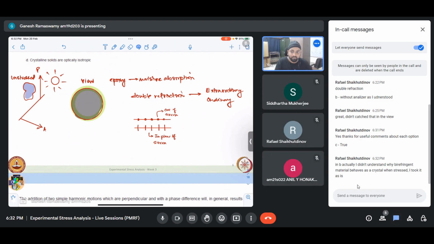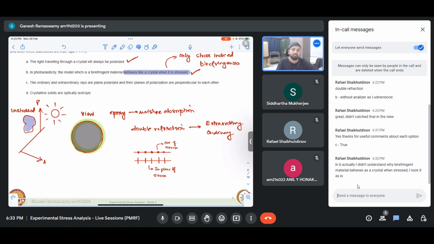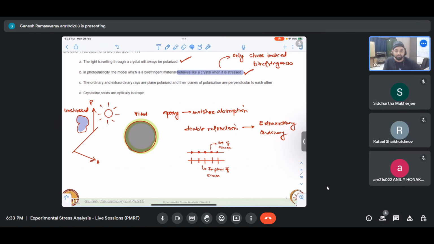In B, I didn't understand why a birefringent material behaves as a crystal when stressed. I took it as it is. Why it behaves? Okay, essentially, how you make polarizers is, all materials introduce some optical response. It is seen that these have a, well, that is a good question as to why it behaves like that. I could perhaps study up a little more on this because this will delve into material science.